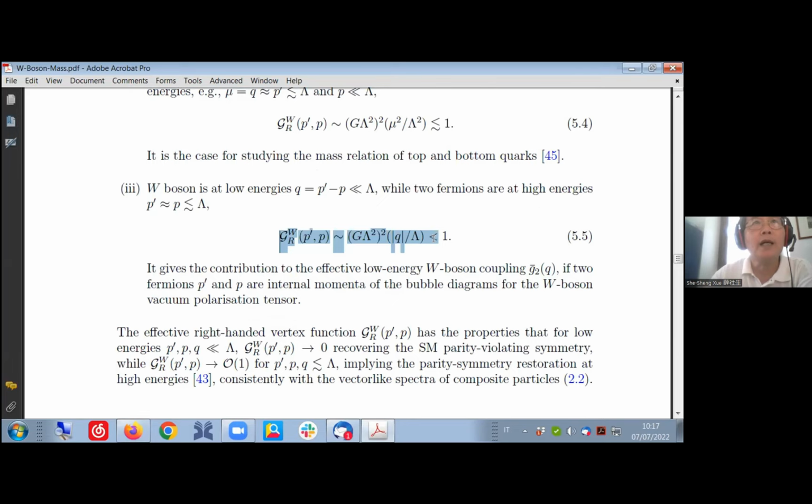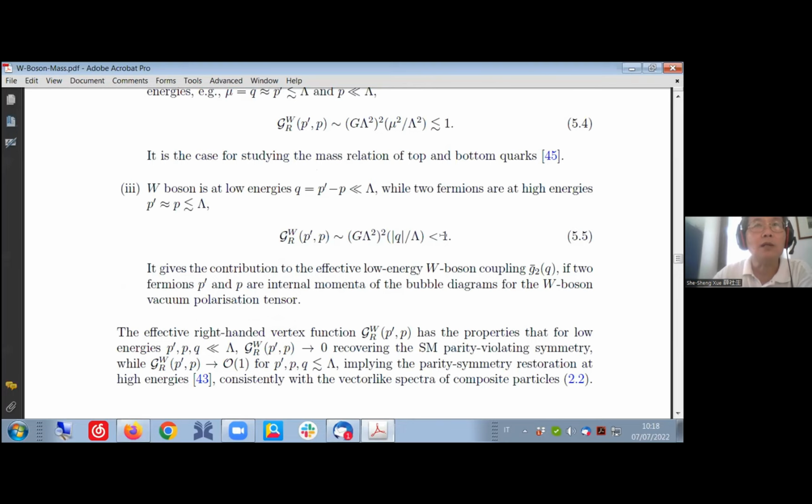When the energy of the particle, the coupling, is very high, and the W boson energy Q is not small, this coupling goes like this. Okay, this is a four-fermion coupling. This lambda is 5 TeV. And because of this, we see this coupling is still very small.